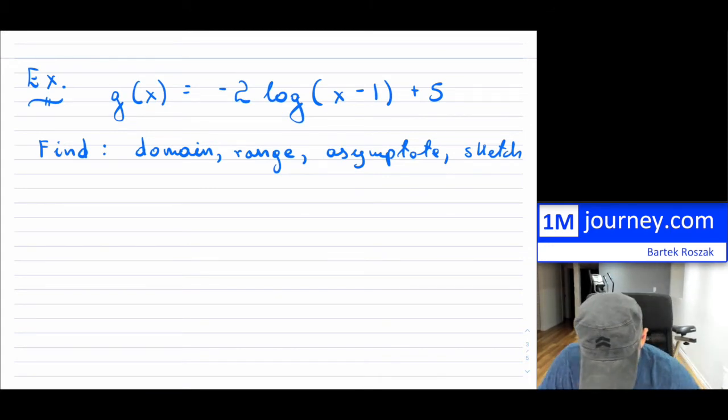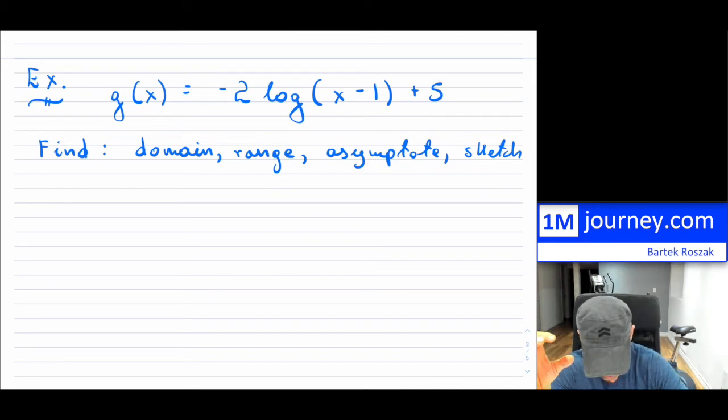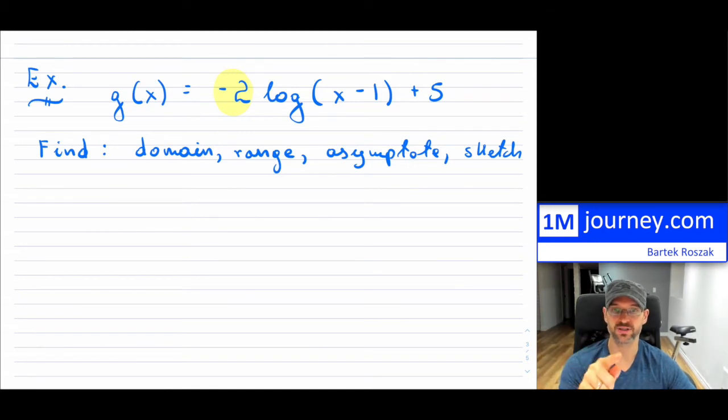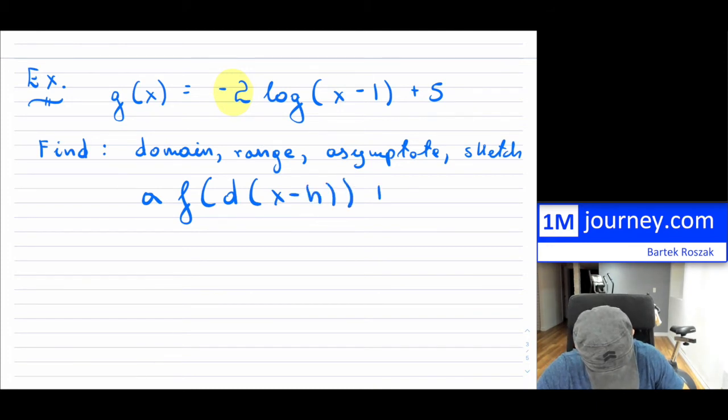The first thing that I like to do is first work with the compressions and stretching in the y. So I'm going to work with this a right here, and then I'm going to see if there's a d. In this case, it doesn't look like there's a d. So let's take a look. If I map it over to f of d x minus h plus my k, I want to know what all of these are.